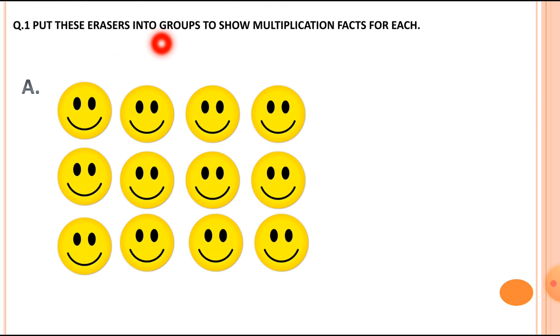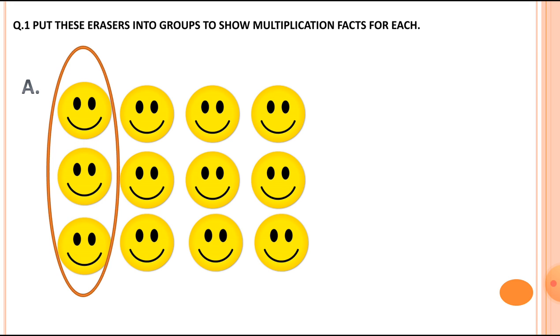Put these erasers into groups to show multiplication facts for each. Now this is sum number A. First of all, we have to write down how many are in the standing line. These smiley faces, you can see this. How many in the standing line? Here is the standing line. You can see the circles. We have to count them first. 1, 2, 3. So there are 3 in the standing line.